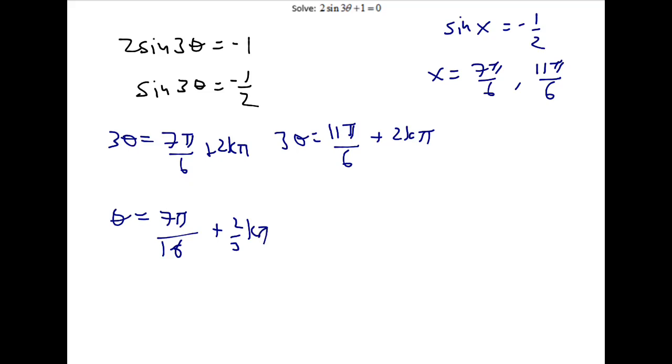So we got 7 pi over 18, and then these solutions will just cycle through every 2 pi over 3 radians. Similarly here, if we divide by 3, we get 11 pi over 18 plus 2/3 k pi. So similarly, one solution is 11 pi over 18, and then we just keep adding multiples of 2/3 pi.